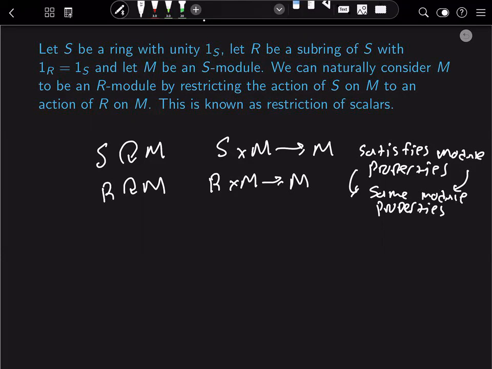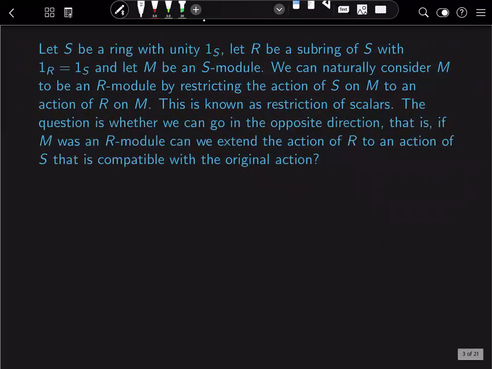So if R is a subring of S and we're given an R module M, is there a way to extend the action of R on M to an action of S on M? As we pointed out, restricting from the action of S to an action of R is called restriction of scalars. This is a very natural process. Now the question, as we said, is to go in the other direction: if M is an R module, can we extend the action of R to an action of S that is compatible with the original action?